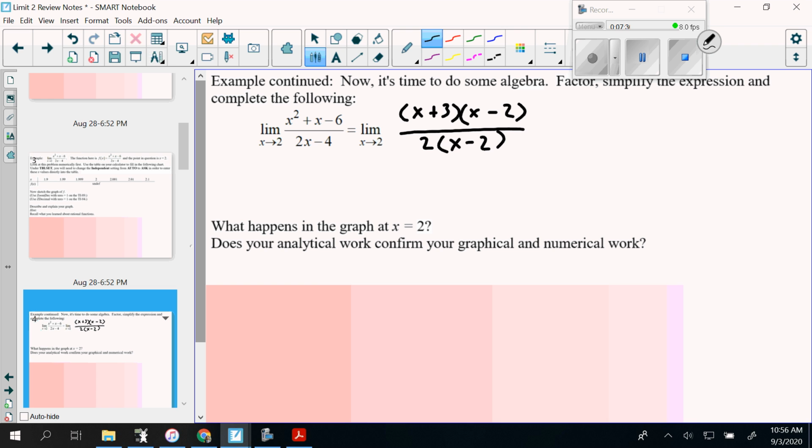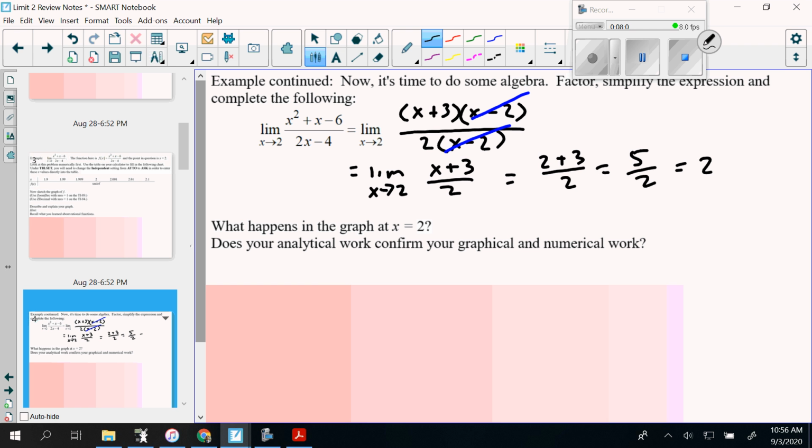Well, now we can see here if we cancel out the part that is giving us the trouble, and this is the part giving us the trouble in the denominator, because if we put 2 in there, 2 minus 2 is 0. If we get rid of that and see what this function is equivalent to, now we have x plus 3 over 2. Now plugging in 2 doesn't make a difference. We're going to get 2 plus 3 over 2, or 5 halves, which is the same as 2.5, and that's the same result we had gotten before. So does our analytical work confirm our answer? Absolutely yes.